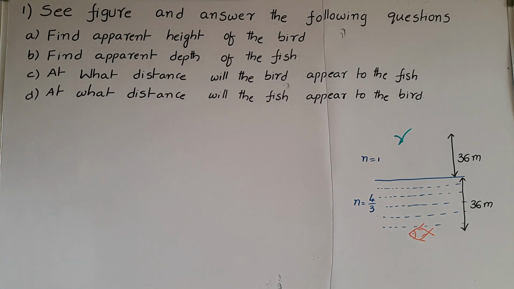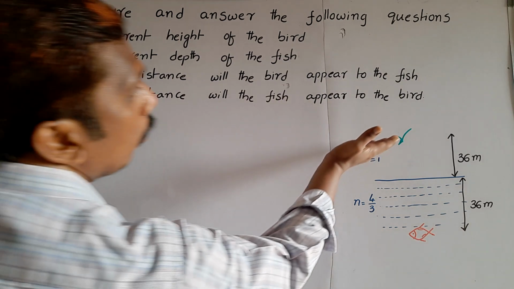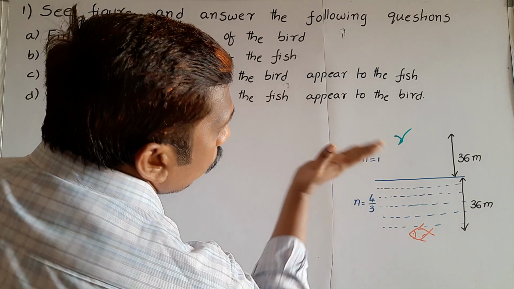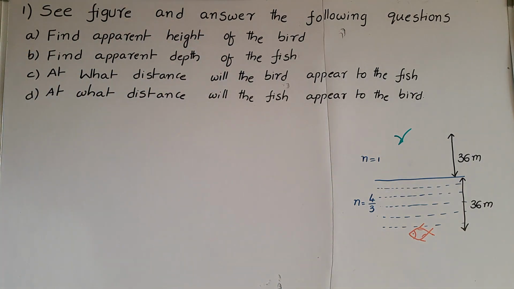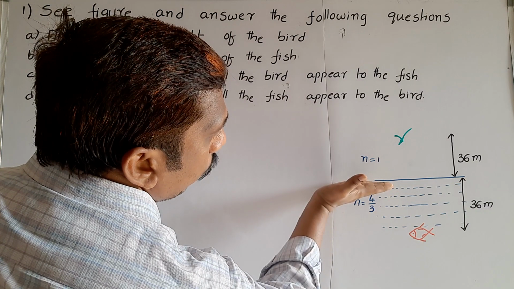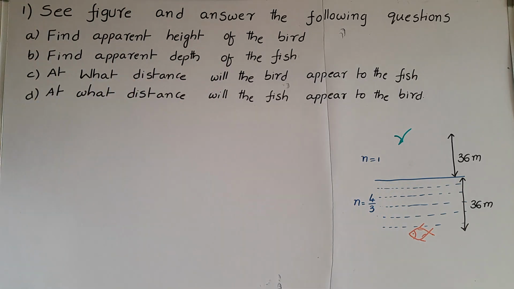What do we have to calculate? First, find the apparent height of the bird. At what height will the bird appear from the surface of the water? Next, find the apparent depth of the fish. At what depth will it appear from the surface when seen from the air? Third, at what distance will the bird appear to the fish? And next, at what distance will the fish appear to the bird?